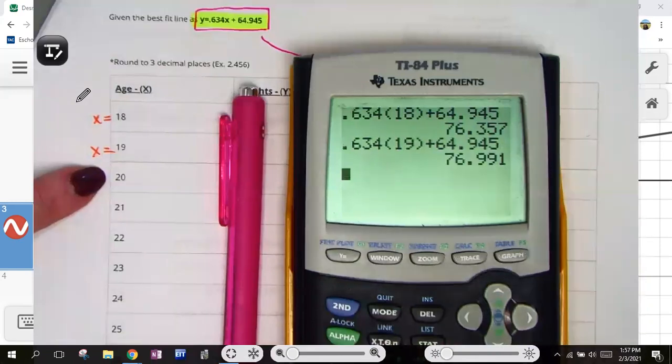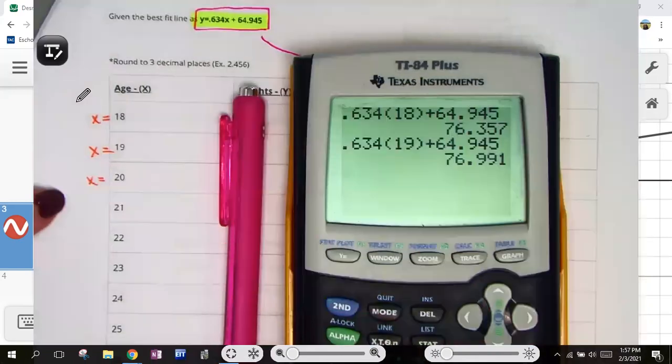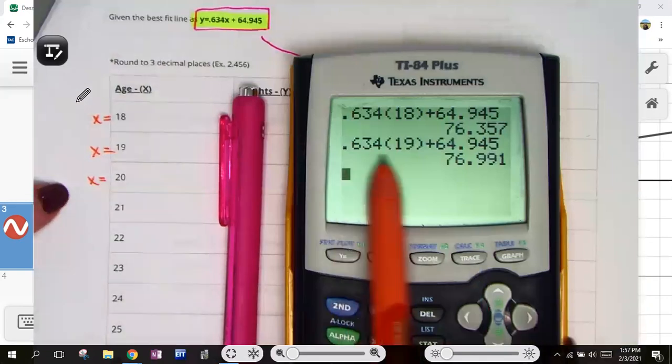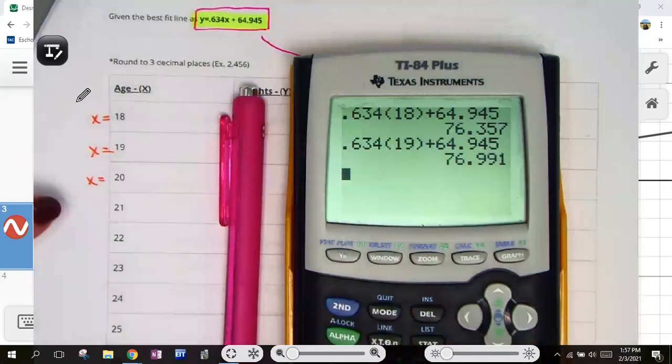Since you have to do it so many times on this problem, it's really easy to start mistyping certain numbers, and that will change your entire answer. Okay, and it'll mess up the whole table. So that's a really easy way to not make that mistake.